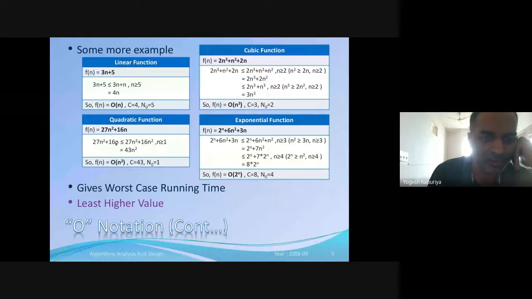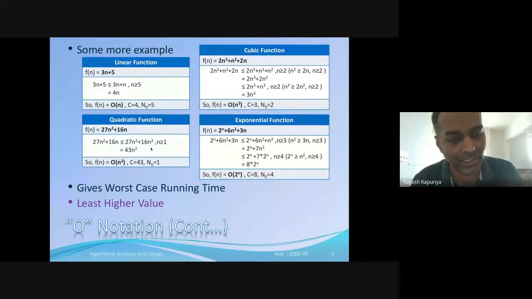If you take 4, this is 64 and this is 16. 4 square is 16, so false. You take 5, that becomes 80. Here it is 25, 5 square. Then you take 6, it is 96. Here it becomes 36, 6 square. Then you take 7, so it's 112. Then here you have 7 square, so it's 49.